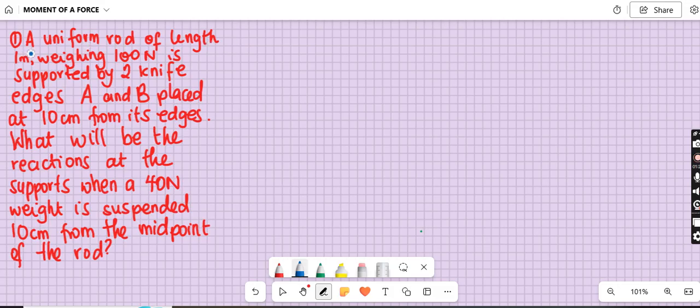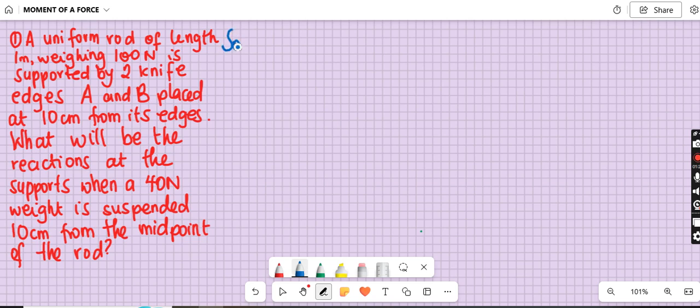The first example: a uniform rod of length 1 meter weighing 100 Newton is supported by two knife edges A and B placed at 10 centimeters from its edges. What will be the reactions at the supports when a 40 Newton weight is suspended 10 centimeters from the midpoint of the rod?